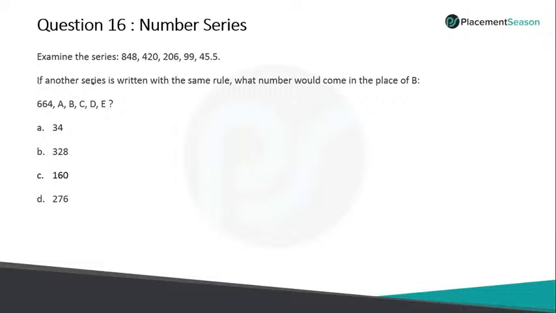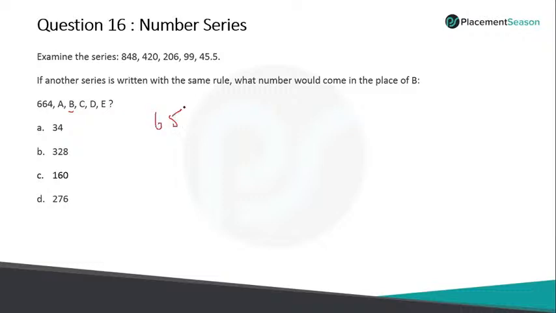Now, if another series is written with the same rule, what number would come in the place of B? So B is here, 664. A, B, C, D is given. I don't want to find all the numbers. I need to find only B. So the same logic will apply. The logic is minus 8 by 2. That's the logic. So 664 minus 8 is 656.